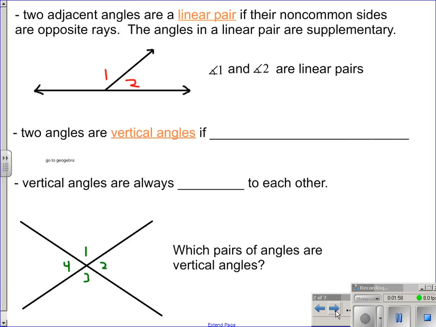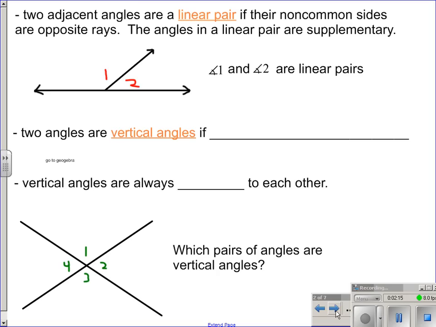All right, the next definition is very similar to supplementary. They're called a linear pair. Basically, you have a linear pair when you have adjacent supplementary angles.